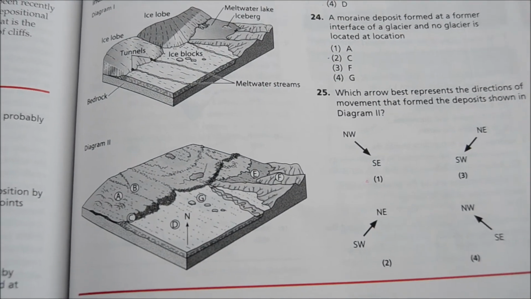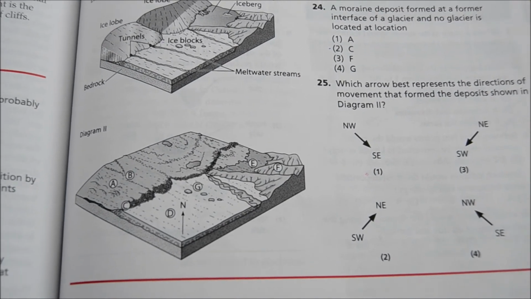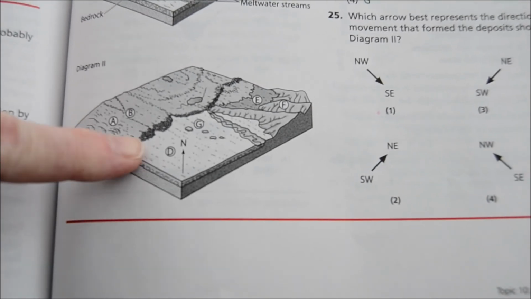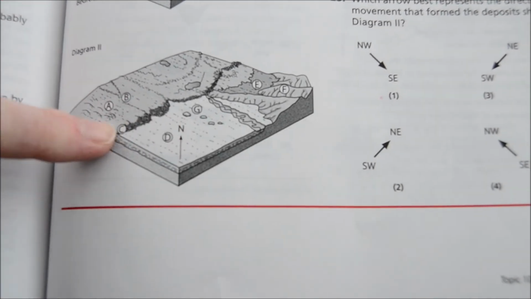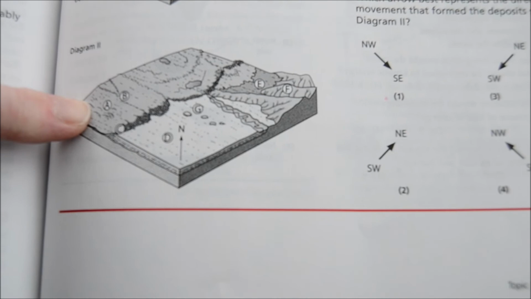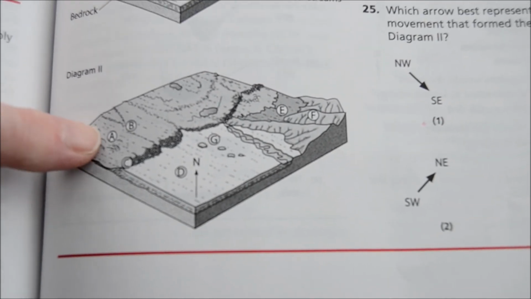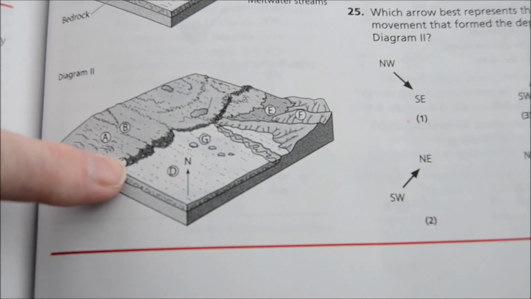So I'm looking for something that's made with till. Okay, if I'm going with that one, my C is my terminal moraine, and A is going to represent my drumlins. So remember, we talked about drumlins being till, unsorted, unlayered. So is your terminal moraine.